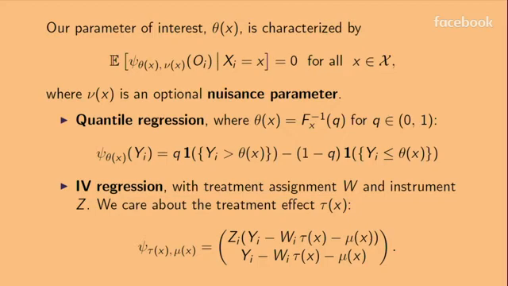This moment depends on our parameter of interest, theta. It also depends on nuisance parameters. In the case of IV regression, there's a bunch of different ways you can write down how you estimate IV, but one way is to write it down in terms of a moment condition, where you want to set equal to 0 the product of the instrument and the residual of a regression of the outcome on the actual treatment assignment.